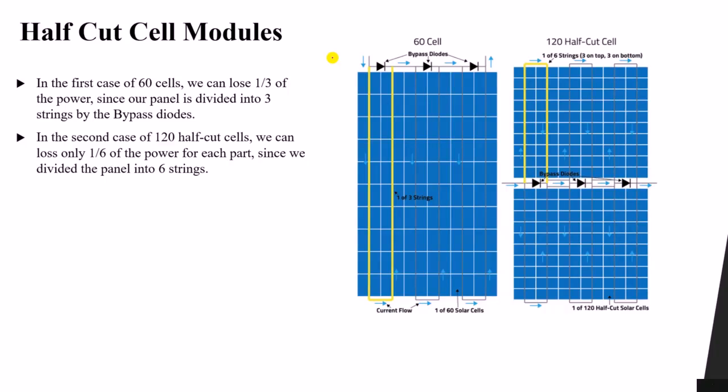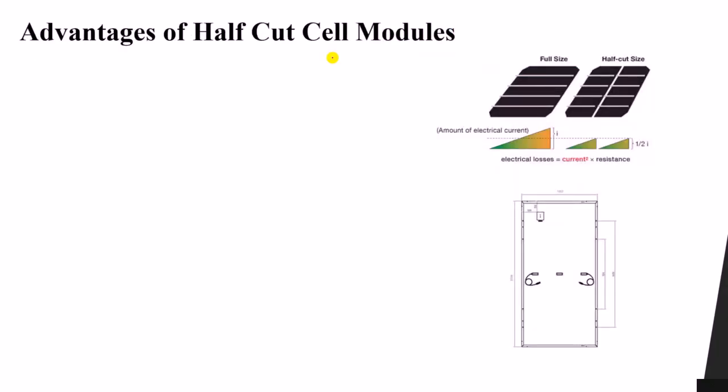A string of cells, not a string of panels. In the second case of the 120 half-cut cells, we lost only 1/6 of the power for each part, since we divided the panel into 6 strings. So what are the different advantages of using the half-cut cell?